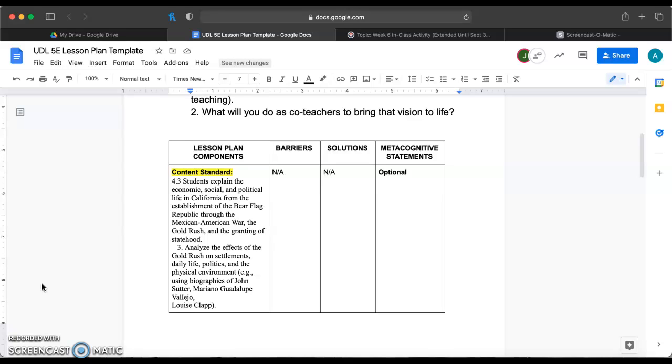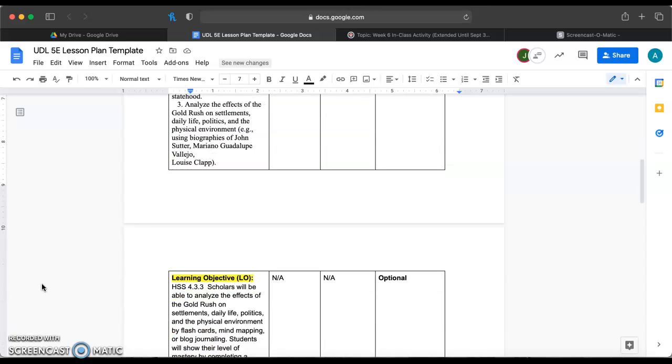5E lesson plan. So for our content standard, we're going to be using content standard 4.3. Students explain the economic, social, and political life in California from the establishment of the Bear Flag Republic through the Mexican-American War, the Gold Rush, and the granting of statehood. We're going to be looking specifically at Substandard 3, which is analyze the effects of the gold rush on settlements, daily life, politics, and the physical environment, e.g. using biographies, all that good stuff.